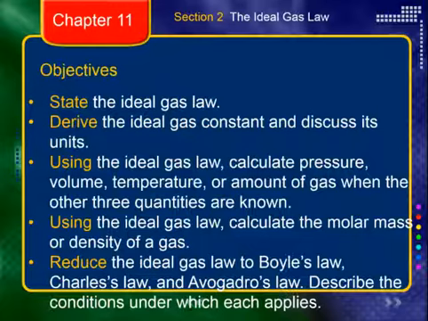Then, using the ideal gas law, calculate pressure, volume, temperature, and the amount of a gas when the other 3 quantities are known, which is basically if I give you some values, I want you to solve for the other value. Then, using the ideal gas law, calculate the molar mass or density of a gas. This one's going to be new for you guys.